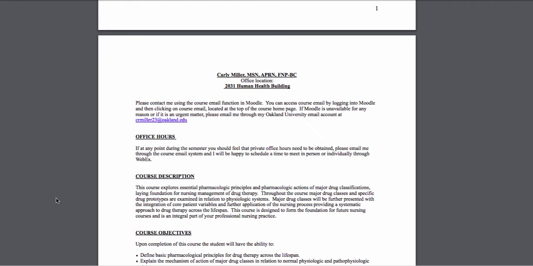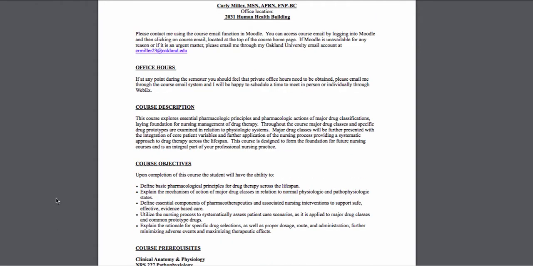It really is an integral part to your professional nursing practice. So course objectives define basic pharmacological principles for drug therapy across the lifespan. We're going to look at mechanisms of action of major drug classes in relation to normal physiologic and pathophysiologic states. Looking at essential components of pharmacotherapeutics and associated nursing interventions that support safe, effective, and evidence-based care. So it's really tying it into your nursing practice as well.